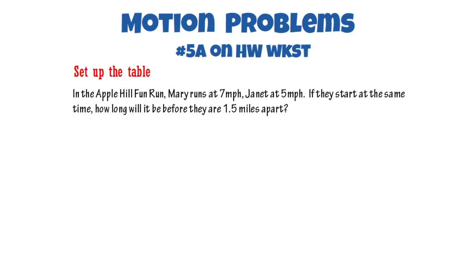All right, another motion problem here. It does hint to set up a table for it. I'm not giving you the table. So let's go ahead and read and see what we've got going on. It says in the Apple Hill Fun Run, Mary runs 7 miles per hour. Janet's running at 5 miles per hour. If they start at the same time, how long will it be before they are 1.5 miles apart?